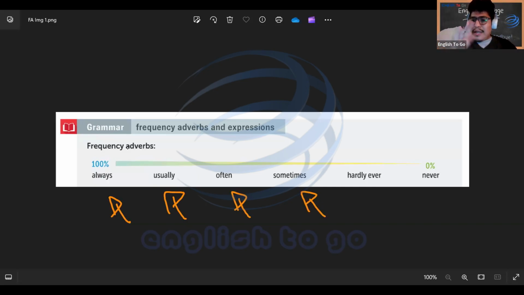Sometimes represents around 50% of the times something happens. Then hardly ever. Maybe something we do once a year, 2 times a year. And finally, we have never. It means 0 times. Zero.